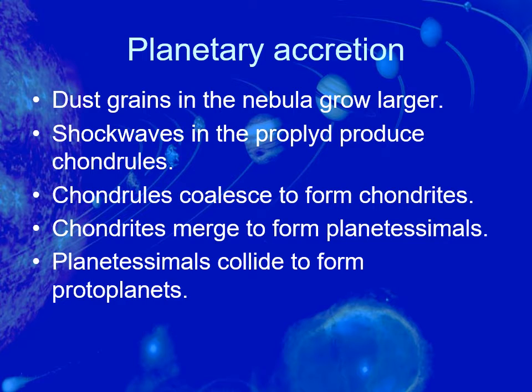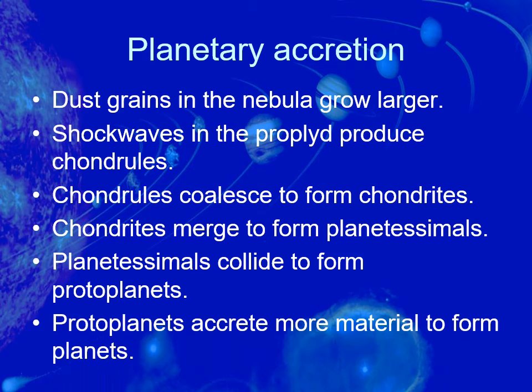Or they might not. There's actually some indications that maybe some of those leftover planetesimals became the asteroids and the comets. If it's an icy planetesimal, it becomes a comet. If it's a rocky planetesimal, it becomes an asteroid. Eventually, these protoplanets, once they get big enough, become the planets, because things keep running into them.